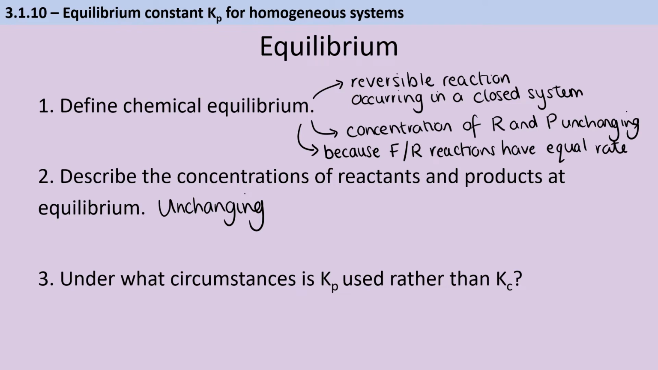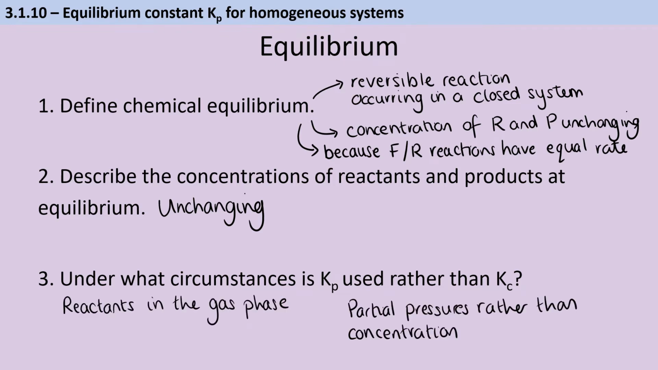We're going to use Kp as our equilibrium constant rather than Kc when we're talking about gases, but also when we're talking about gases and we have partial pressures rather than concentrations. So it is actually possible to use Kc for a reaction involving reactants in the gas phase, provided you know how large the volume that they're in is. It's only when we only have partial pressures that we have to use Kp.